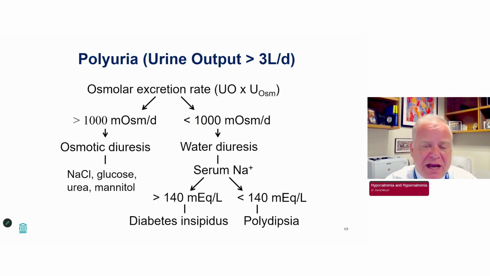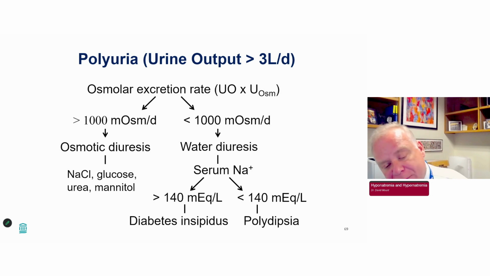If we have a case with polyuria, a urine output greater than 3 liters per day, the osmolar excretion rate is critical. So if it's greater than 1,000 milliosmoles per day, that's an osmotic diuresis. That can be from NaCl, glucose, urea, or mannitol.